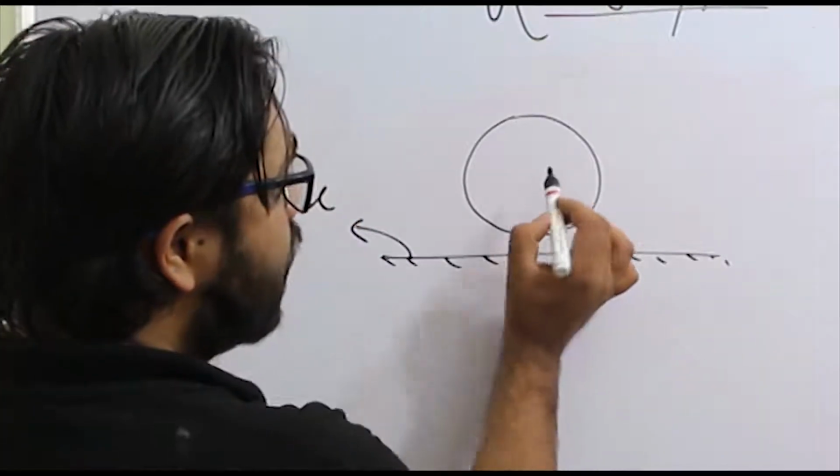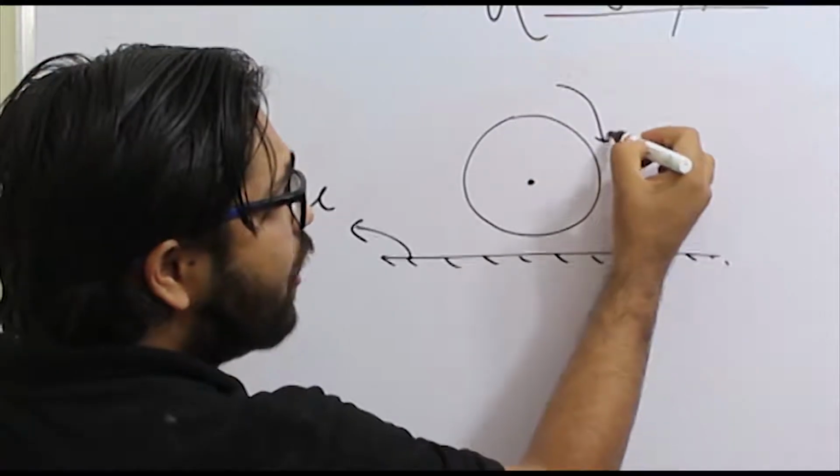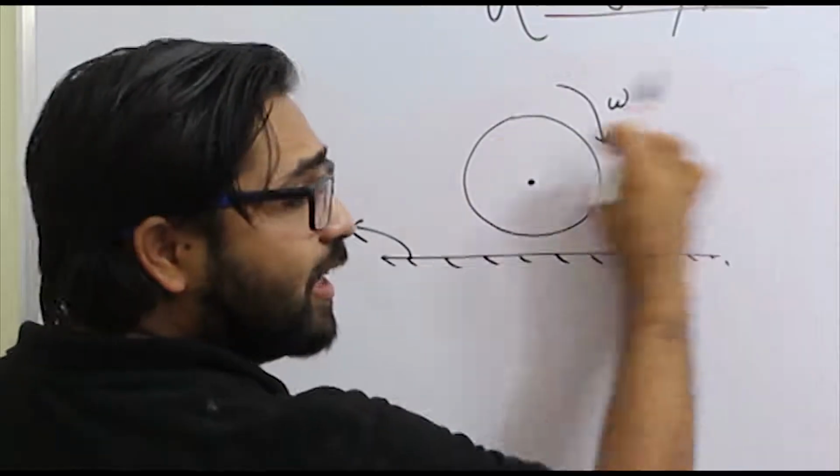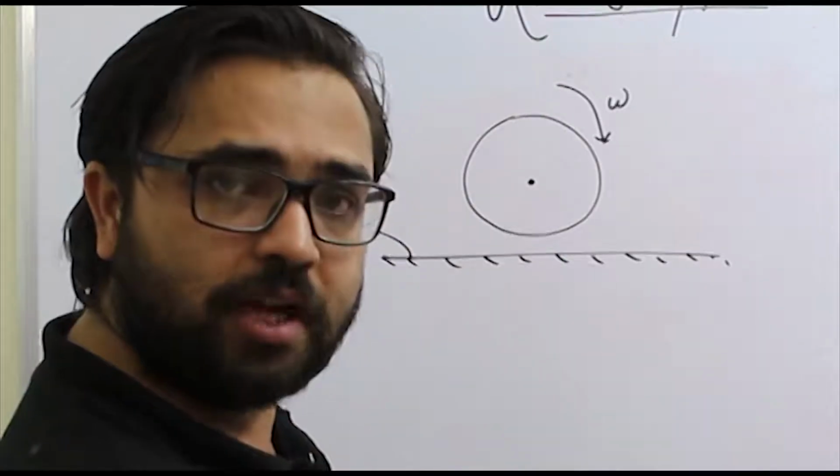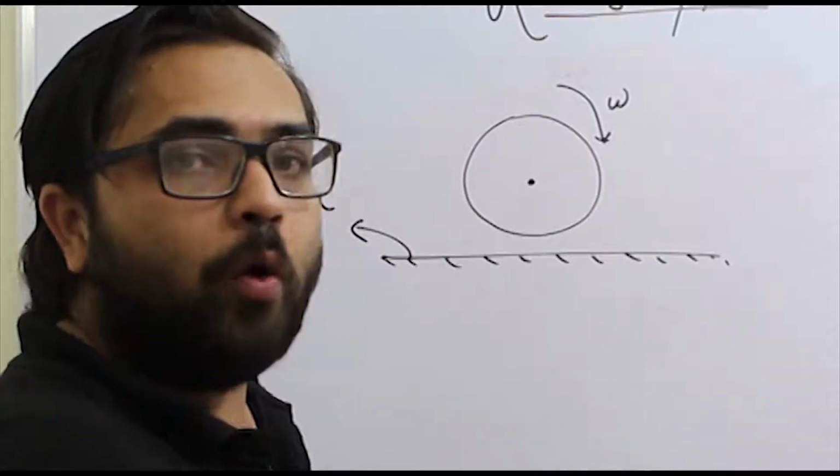All right. So what is given here? It is given an angular velocity omega. It is not given any translational velocity. All right, and it is just kept on the surface. Fine. Now, what will happen?